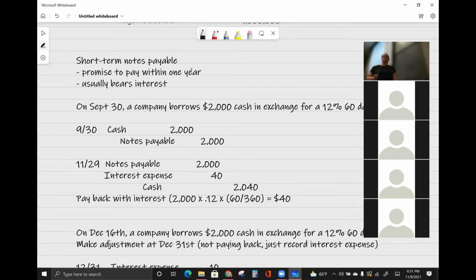All right, so short-term notes payable. Short-term is just that, it's short-term. It's not going to be anything that's over a year. It's going to be something short. Usually all of your examples are going to be like 60 to 90 days. So this means that if we take some money in and we borrow it, we're promising we're going to pay that money back within a year. And we're going to probably have to pay interest on that money. So we're going to look at an example of that.